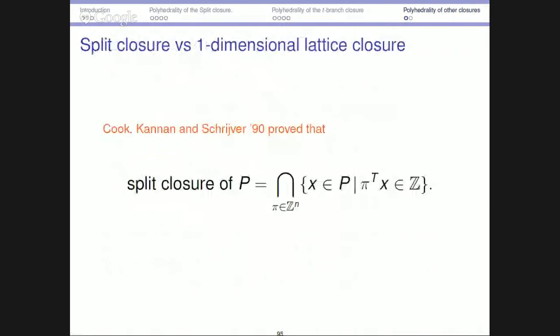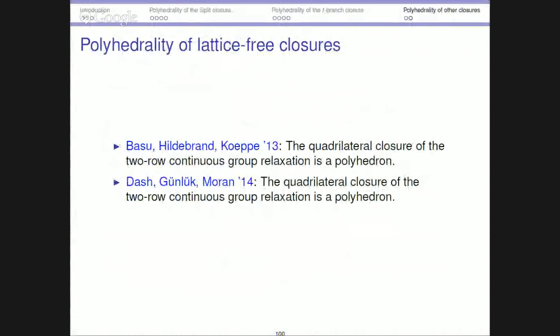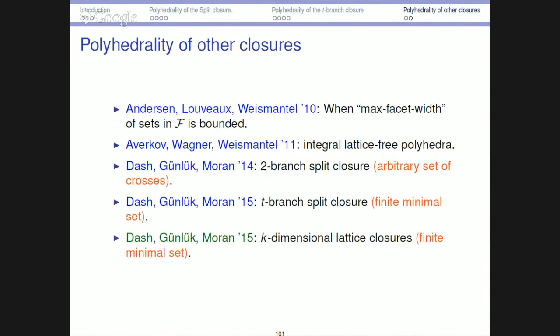They proved it by a very different proof technique, a very involved proof technique, much more difficult than the one I showed you. They proved that the triangle closure also is a polyhedral set. So you don't need infinitely many, you need finitely many cuts. And we proved, as a corollary of the cross set result, that the quadrilateral closure, where you remove quadrilaterals, is also a polyhedral set.